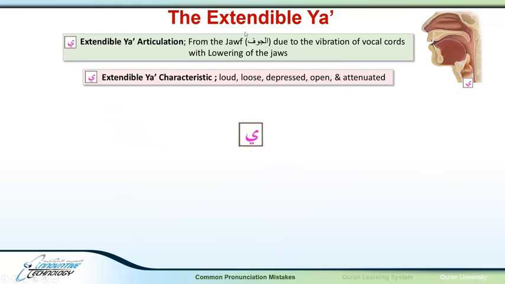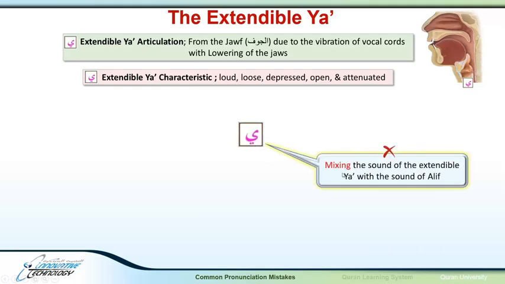And now, with the third vowel, the extendable ya. The extendable ya articulation is exactly like the alif, where it comes from the jawf due to vibration of the vocal cords, but it is a modified alif by lowering the jaw while pronouncing it. So it's e, the jaw is lowered. And the e, the extendable ya, is characterized by being loud, loose, depressed, open, and attenuated. And now, let's discuss its mistakes.